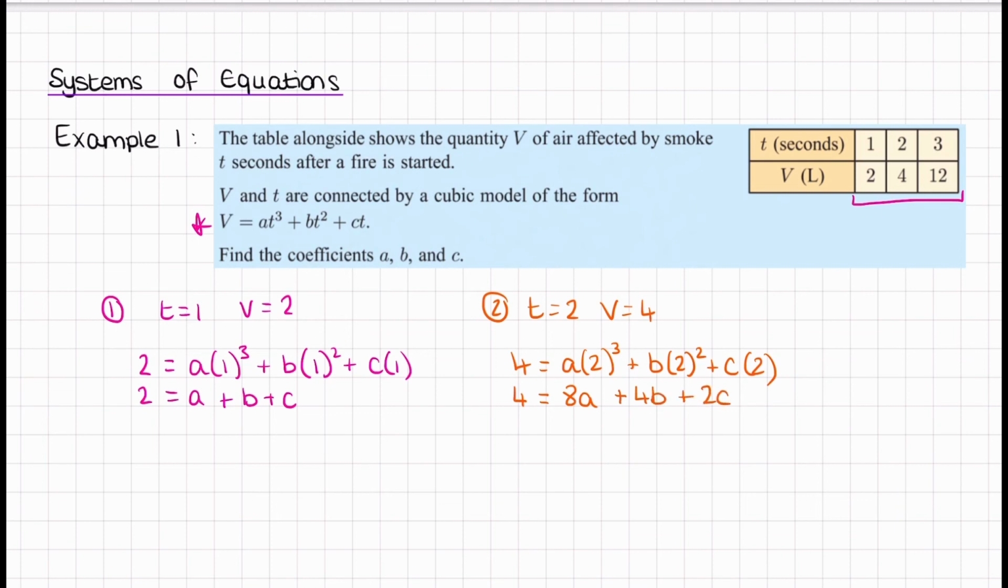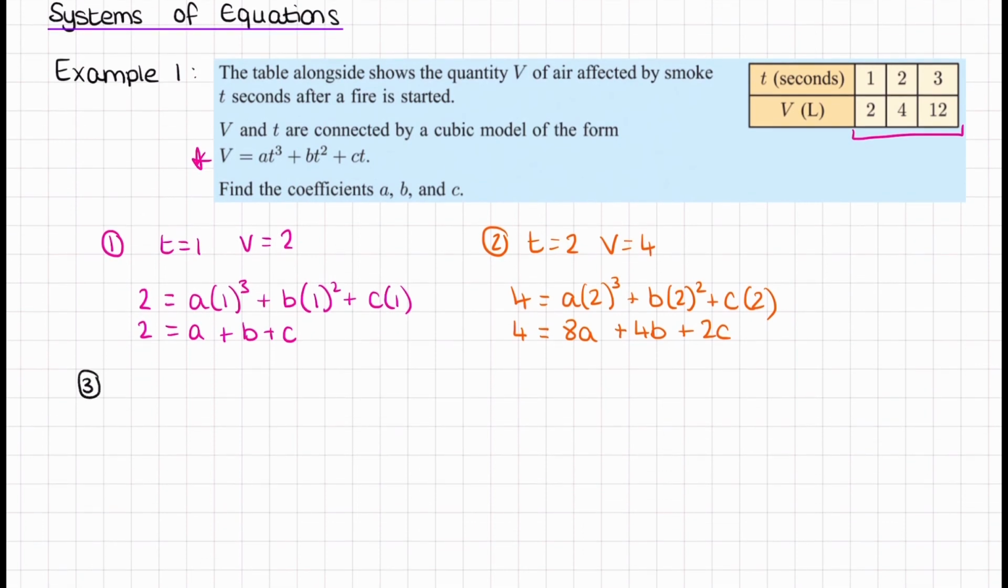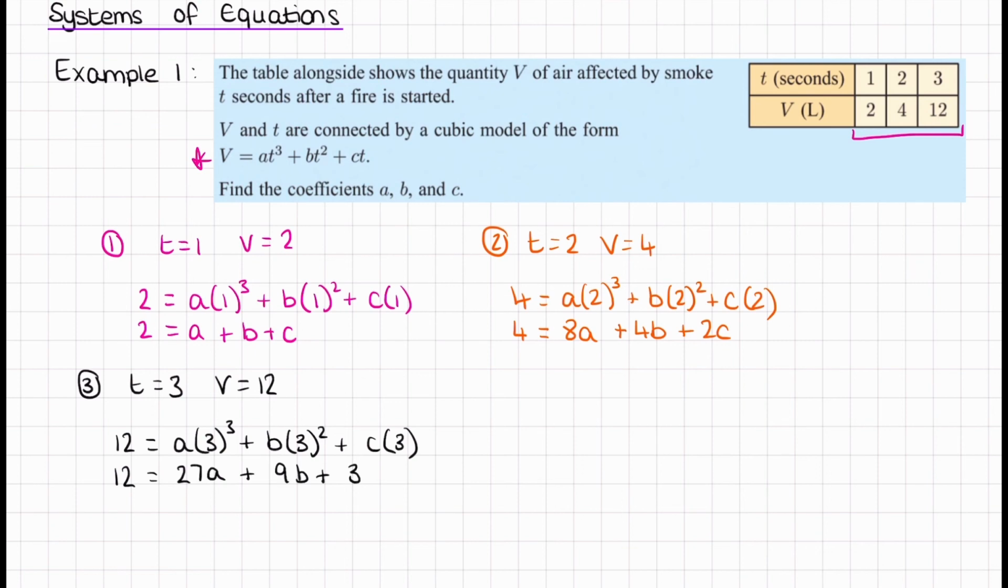And our third equation uses the third set of data from the table, which is when t equals 3, v equals 12, and our equation would end up being 12 equals a multiplied by 3 cubed plus b multiplied by 3 squared plus c multiplied by 3, which simplifies down to 12 equals 27a plus 9b plus 3c. And then from there you can plug into the simultaneous equation solver on your calculator, and when you do that you'll get the solution of a equals 1, b equals -3 and c equals 4.